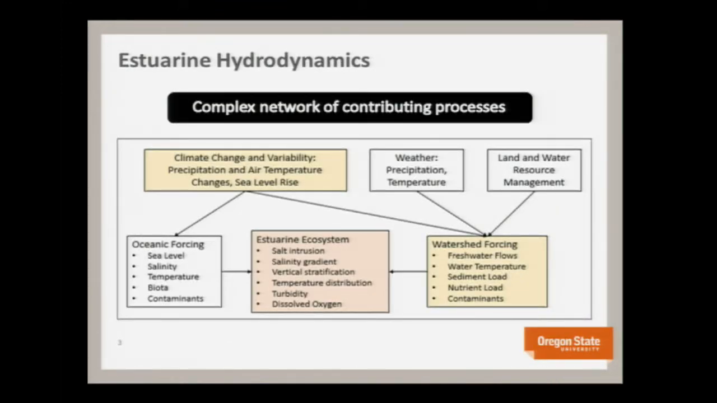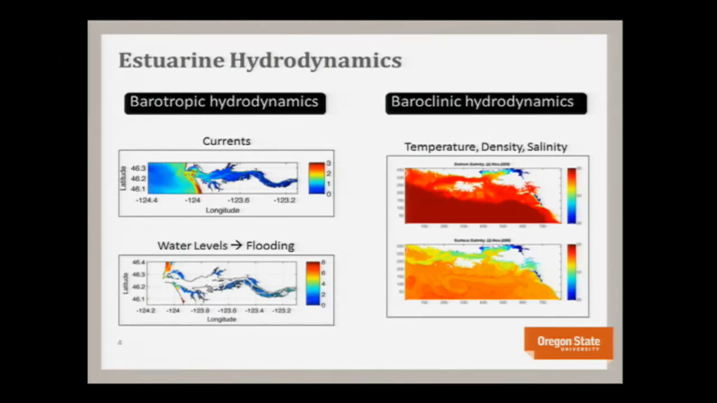So this is a complicated picture of what controls estuarine hydrodynamic processes. You can see in the middle we have the estuarine ecosystem, and it's being forced at two sides, the oceanic side and the watershed side as well. What feeds into each of those is a variety of climate change processes, weather, land use, resource management, and so on.